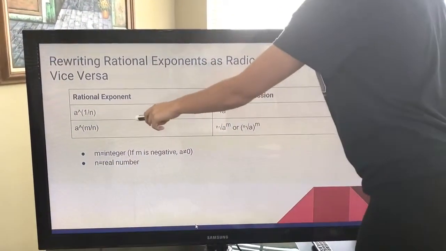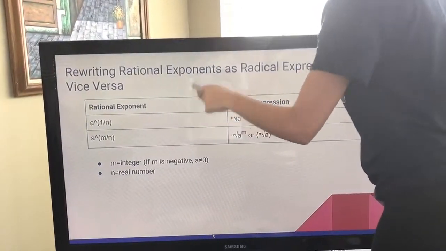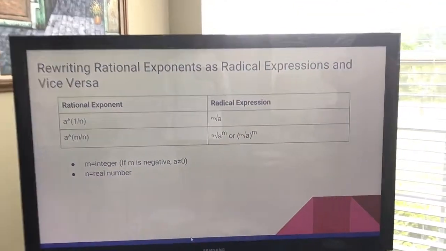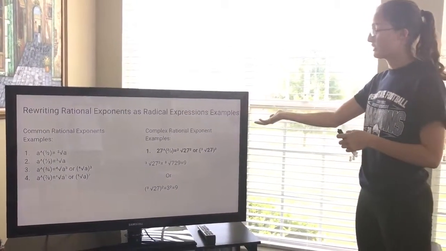The denominator, which in this case is n, is the value of the root, while the numerator, which in this case is 1, is the exponent of the term in the root. Here are some examples of common rational exponents and complex examples.